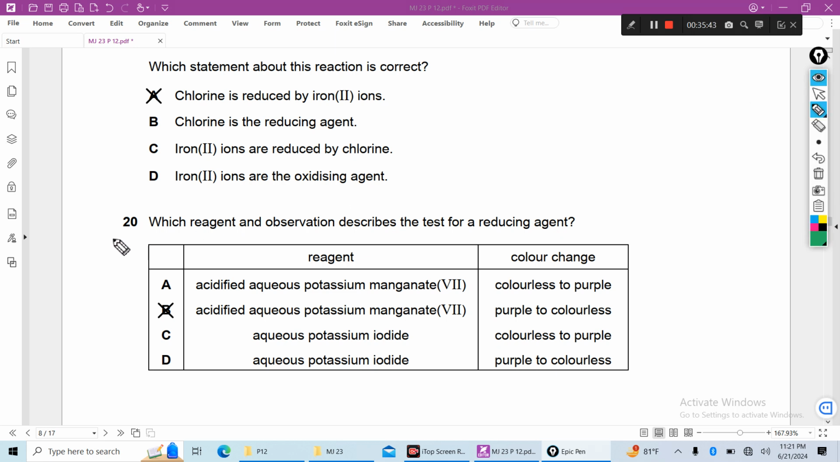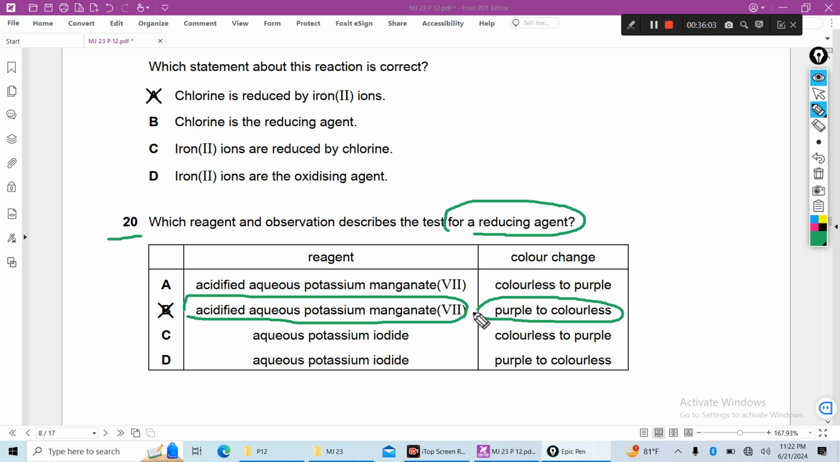Now 20. Which reagent and observation describe the test for the reducing agent? So acidified potassium permanganate(VII), it will go from purple to colorless. So any reducing agent, if you add to acidified potassium permanganate, the reducing agent reduces potassium permanganate, so the color change will be purple to colorless.